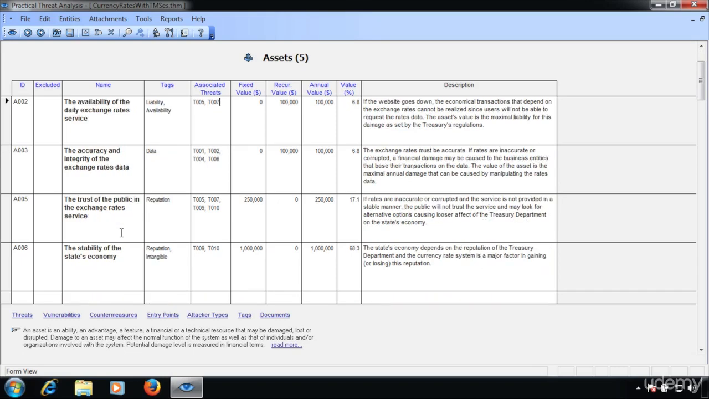Now don't forget, this is just really a sample project. So, right, we have 6 assets. In a real scenario, you can typically have a lot more than 6, right?